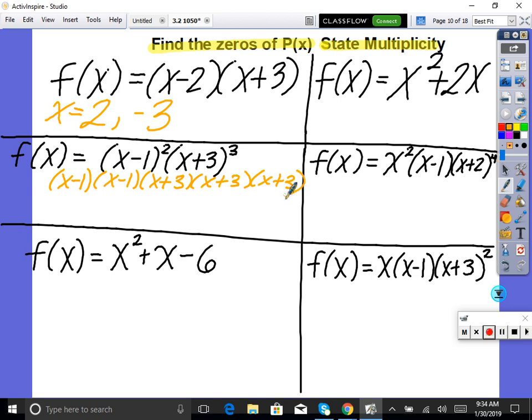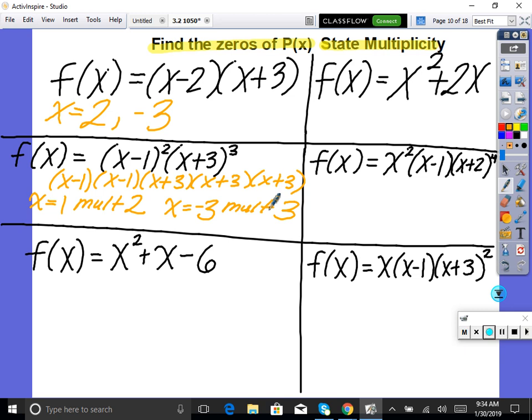Does everybody see? So we get 1 as a solution how many times? 2. So we'd say x equals 1 with multiplicity of 2. That means it happens 2 times. Right here we'd say x equals -3 with multiplicity of 3 because it happened 3 times. How many zeros is that? 1, 2, 3, 4, 5. You guys see? Okay, awesome.